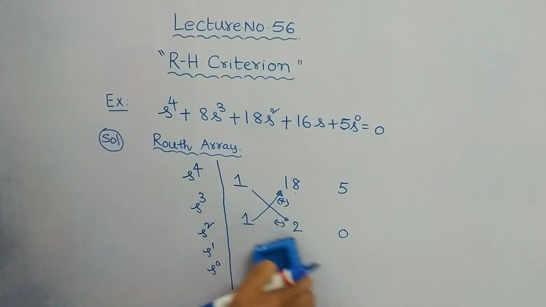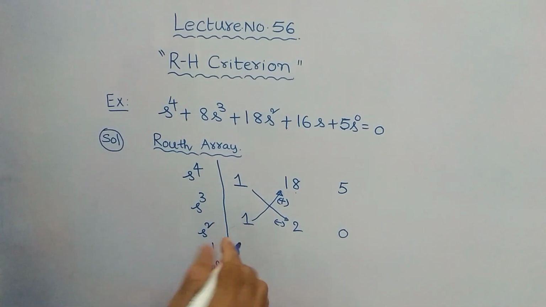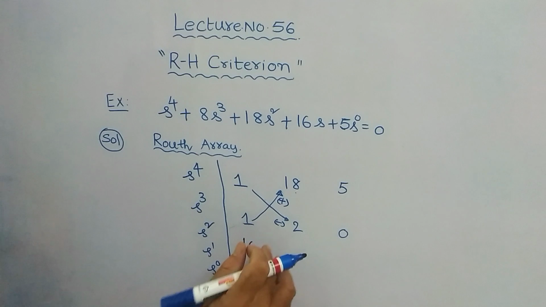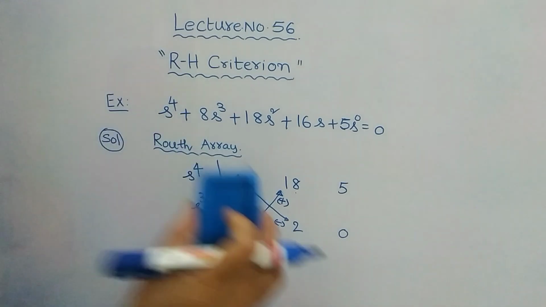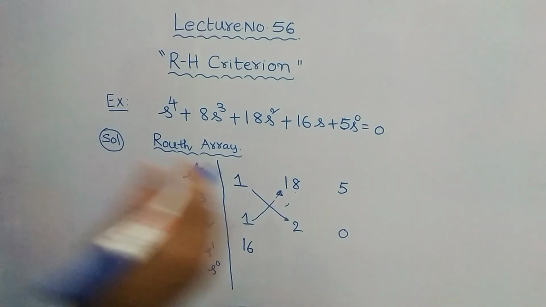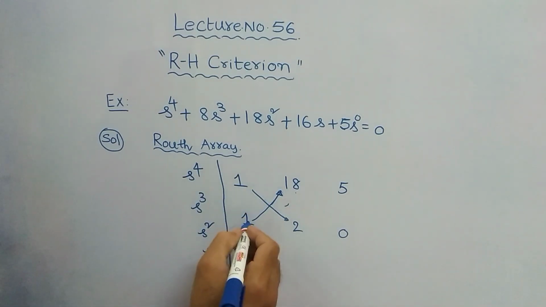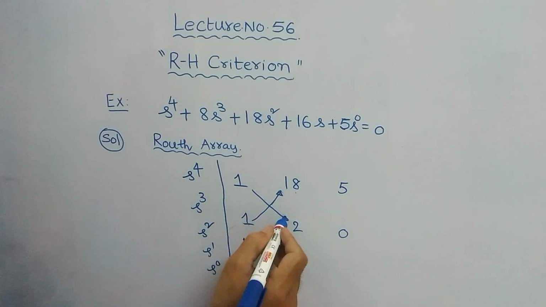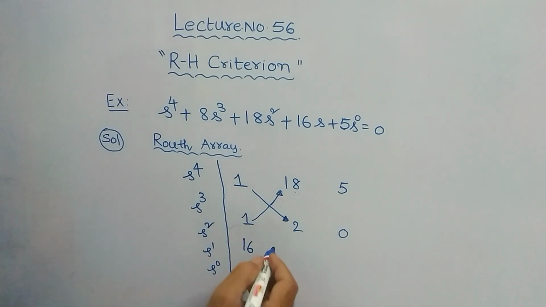So you will get here 16. So here the value is 16. Clear? So that is how we have to consider. Right? Going in the upward direction, take the positive sign. Coming to the downward arrow, take the minus sign. That's it. Now, this value we have obtained.